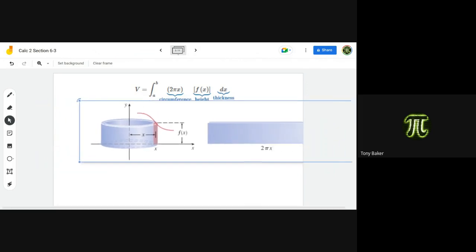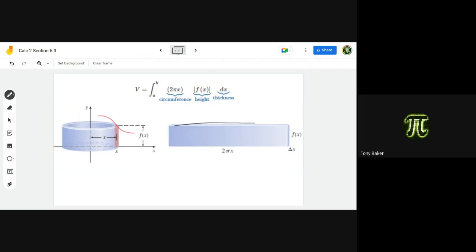So this length here is right. Yes. So that right there, that's my circumference. And the circumference of a circle is 2 pi r, right? Okay. So in this situation that we're looking at right now, the r is going to be my x. So that's why we have my circumference as 2 pi x. If we're rotating around the y-axis, it's going to be in terms of x's. That's how we're going to be able to do this problem.